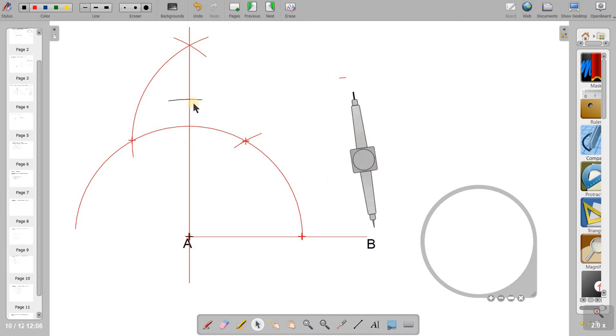Now I will have to draw. I will mark this point as capital C. Okay, I will keep this point as C here. At C, I will have to make a perpendicular to the line AC. So the perpendicular to the perpendicular will be parallel. Therefore, AB and the other line, the perpendicular at C, will be parallel.